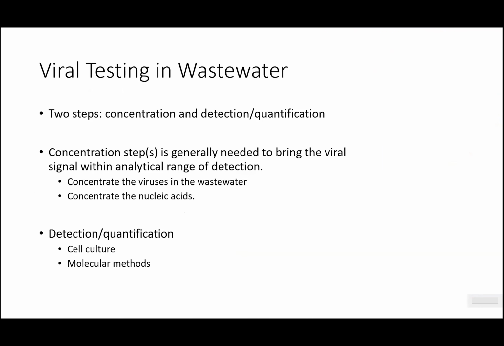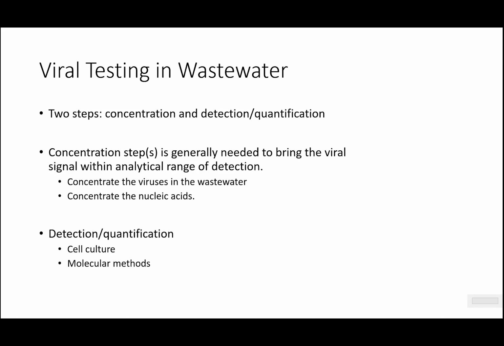Okay, I'll begin by telling you a little bit about viral testing in wastewater, a little bit of background here. First of all, we recognize that the data is only going to be as good as the methods that are used to obtain it. So before we can attempt to use this data for surveillance or to evaluate risks that are associated with wastewater, we need detection methods that are sensitive and reliable. And so viral analysis in wastewater generally consists of 2 steps, a concentration step followed by detection or quantification. Most human viruses are in low concentrations in wastewater, and therefore they need to be concentrated to bring the signal within a range that can be detected.